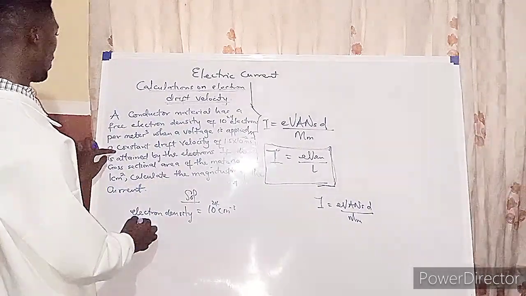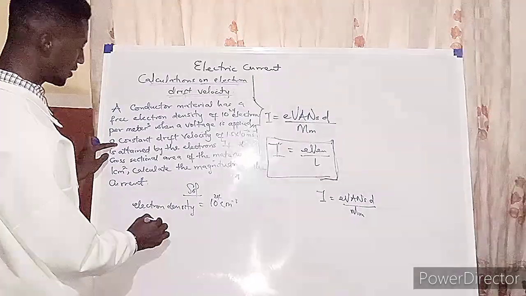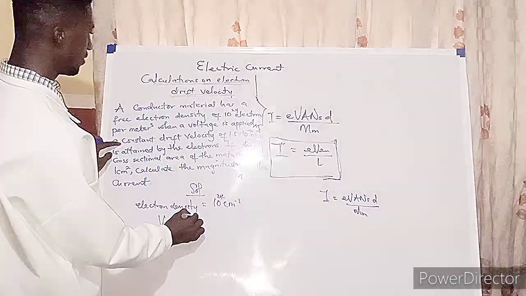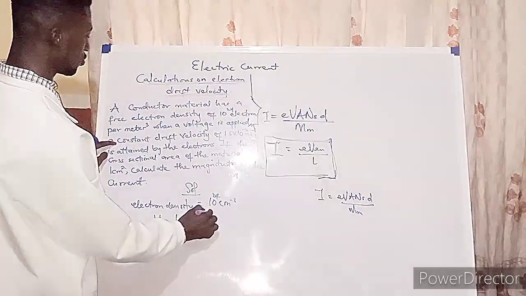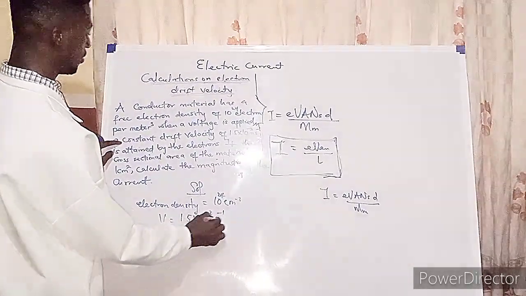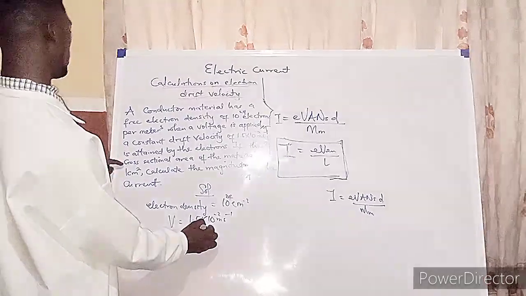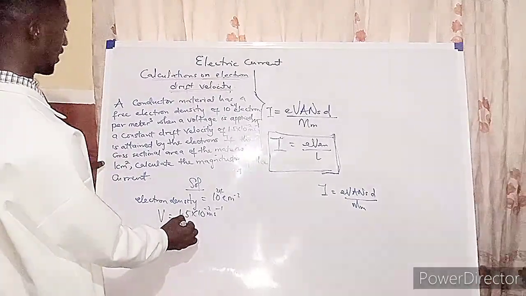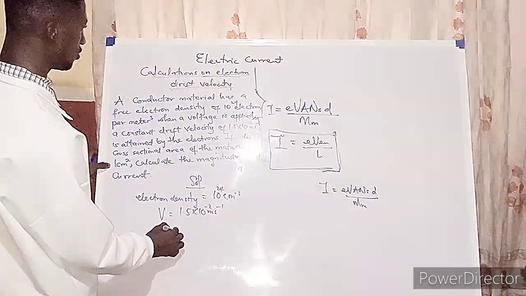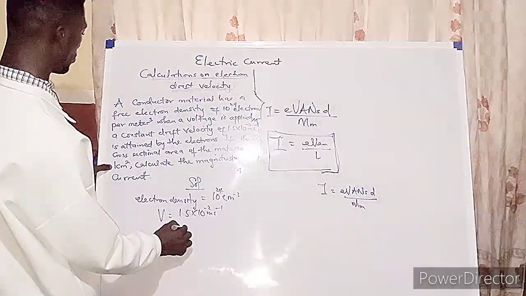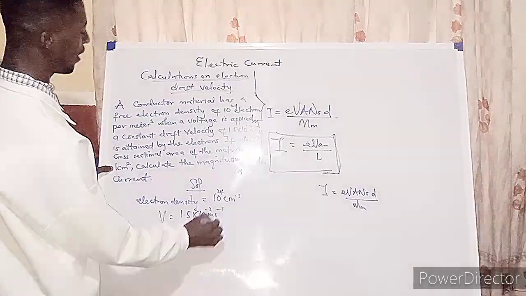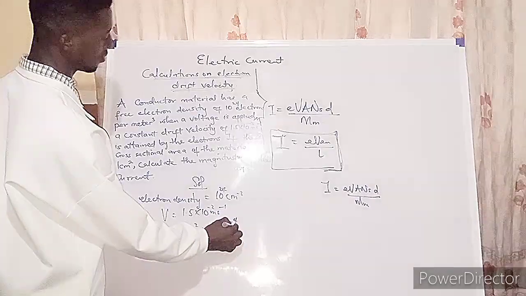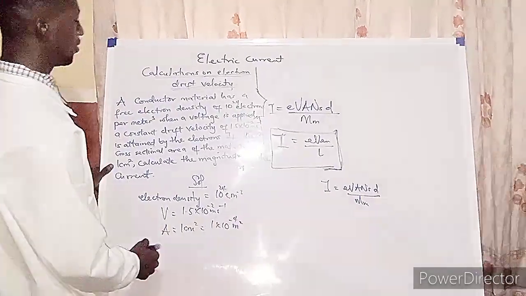Okay, let's see. We have other constants there. The drift velocity. What's our drift velocity? We all know that is V. Our drift velocity is 1.55 times 10 raised to the power minus 2 meter per second. And the last thing there, which we've been given, is the area. What's our cross-sectional area? 1 centimeter square. Don't forget we have to convert this to meter square, and that will give us 1 times 10 to the power minus 4 meters square.